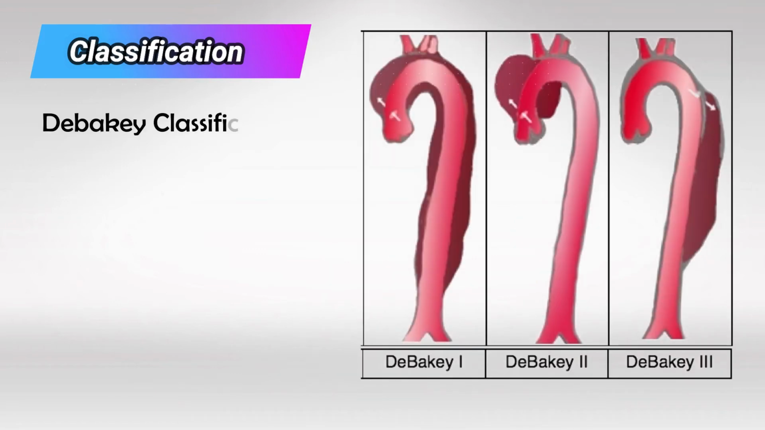Another classification that you might see in the exam is known as the DeBakey classification, and it has three types. Type 1 involves the ascending aorta, the aortic arch, and the descending aorta. Type 2 involves only the ascending aorta, and type 3 involves only the descending aorta.